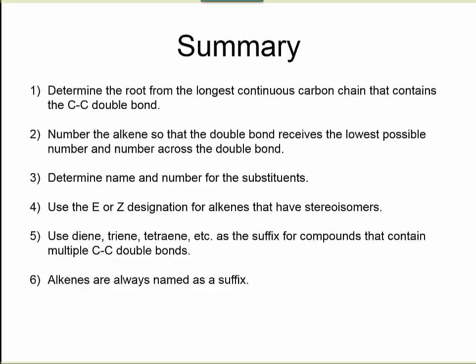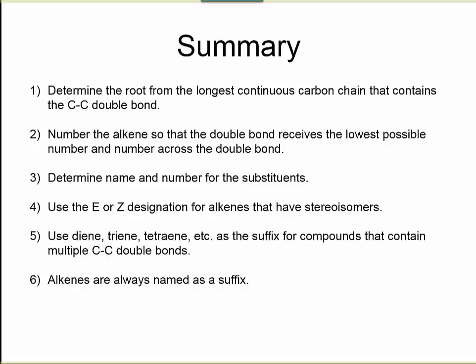So summarizing what we've covered so far, you'll want to determine the root of the alkene by finding the longest continuous carbon chain that contains the carbon-carbon double bond. You'll number the alkene so the double bond receives the lowest possible number, and especially in the cycloalkenes, that means numbering across the double bond.